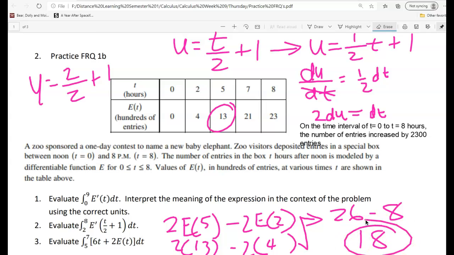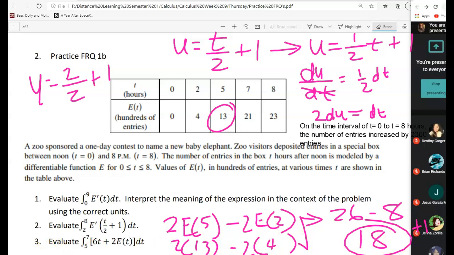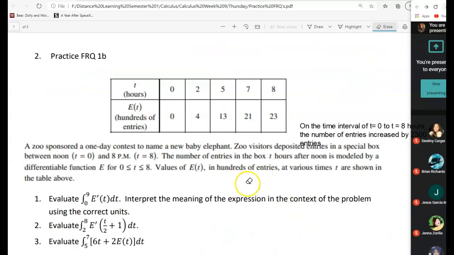And on this particular problem, you don't really need to interpret the answer. It doesn't ask us to do that. So that's your second point. So the first point was, did you do the u substitution? And the second point was just getting the right answer. Right. Let's go ahead and take a look at our last one here on number 3.